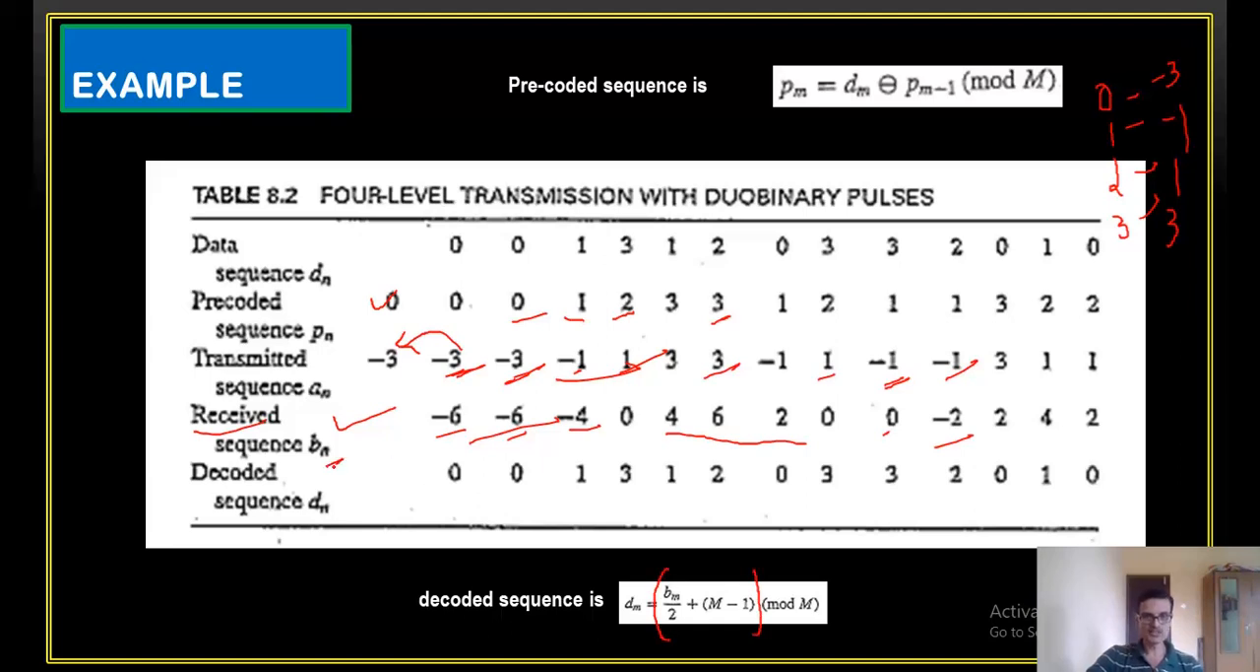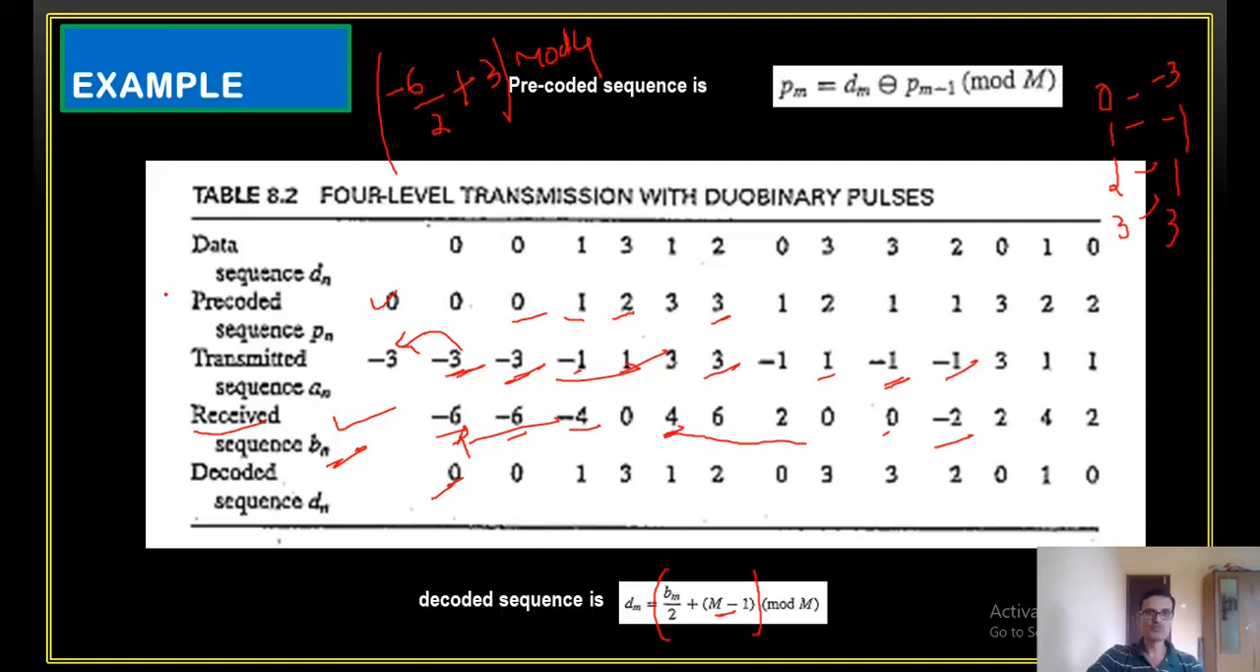What is my B_M? B_M is the voltage level. Say at a particular symbol interval I received minus 6, that is my B_M is minus 6. So minus 6 divided by 2 plus 3, plus 3 because M minus 1 is 4 minus 1, mod 4. You have to take a modulus of 4 here. That is minus 3 plus 3 is 0. 0 mod 4 is anyway 0. Done.